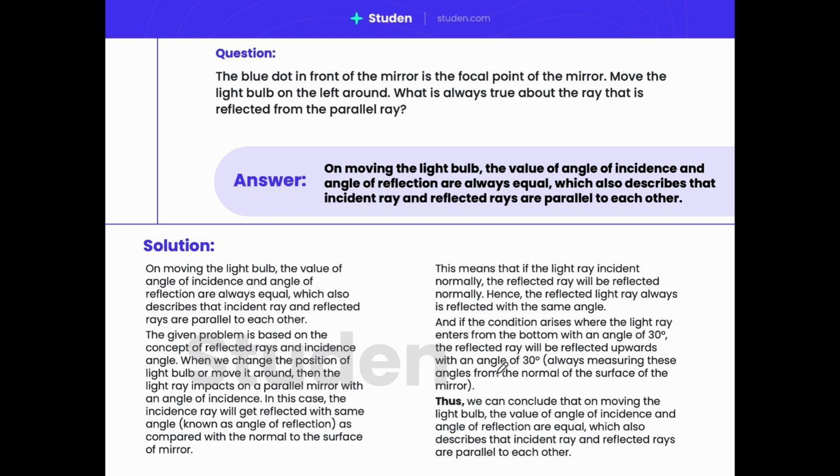Always measure these angles from the normal of the surface of the mirror, and thus we can conclude that on moving the light bulb, the value of the angle of incidence and angle of reflection are equal, which also describes that incident ray and reflected rays are parallel to each other. So that's actually it. This is our answer that you can use.